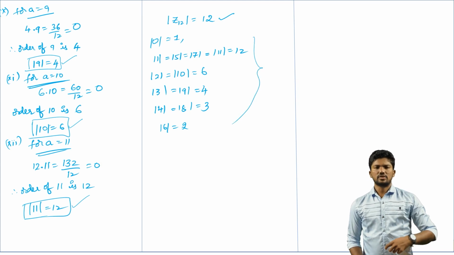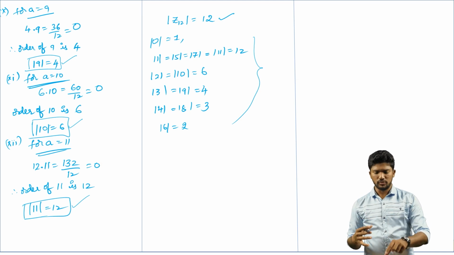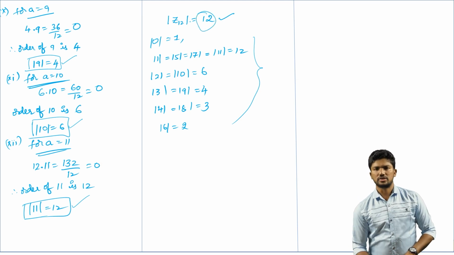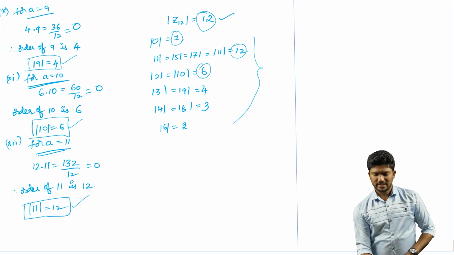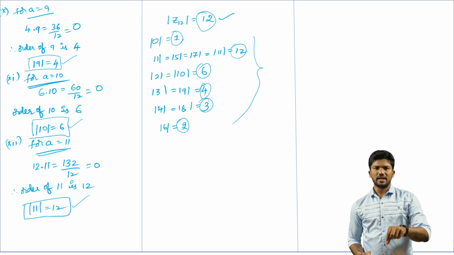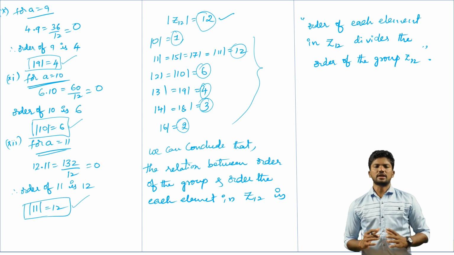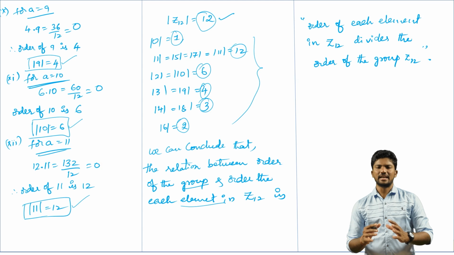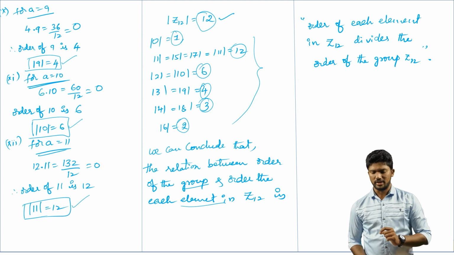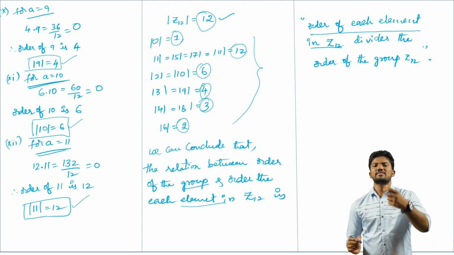So in the examination, what they are asking is, what is the relation between order of the group and order of the elements? If you observe carefully, order of the group is 12, and order of the elements of the group is 1, 12, 6, 4, 3, and 2. Here we can conclude that the relation between order of the group and order of each element in Z12 is that the order of each element in Z12 divides the order of the group.